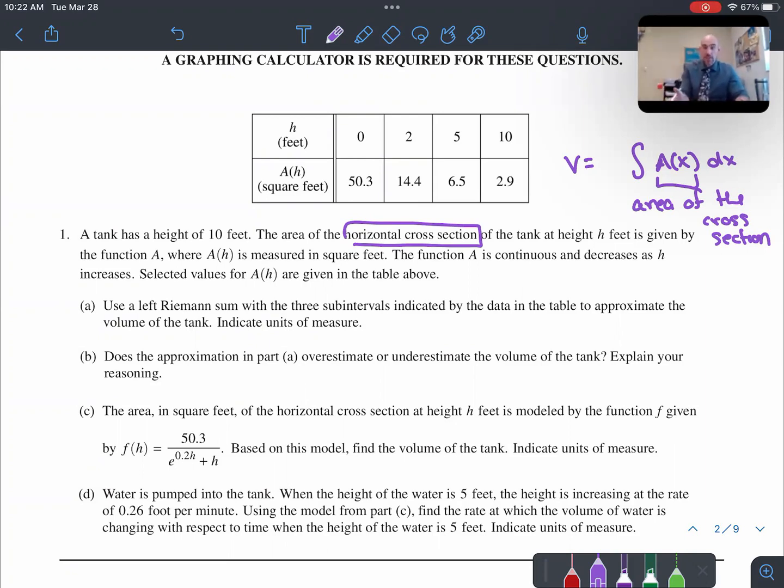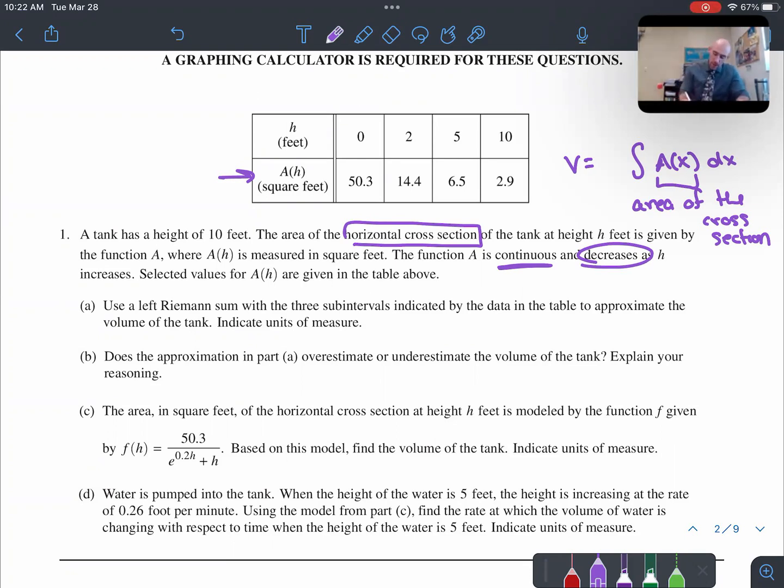With disk, its cross sections are circles, so that's pi r squared. That's where the formula comes from. In this case, they're telling us that the area of the cross section is this function. They also tell us that function A is continuous, that's important, and decreases. Now, if they're telling us it's decreasing, we have a table here, and a lot of times that tells us we've got to look out for maybe an overestimate, underestimate type problem.